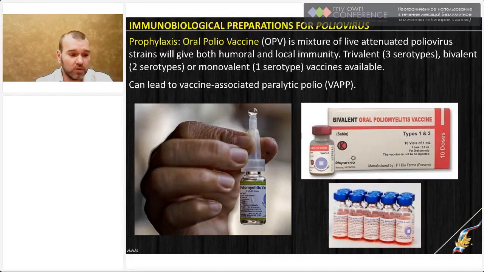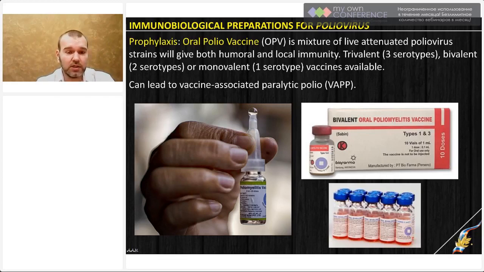So the only thing we can do with polio is prevention. And we have multiple options to control the disease, to prevent the disease. We have two main types of vaccines: oral vaccines or oral polio vaccines, always known as OPV, and injectable vaccines or inactivated vaccines, which are known as IPV. So oral vaccine is a mixture of live viruses, and those vaccines are available in trivalent, bivalent, or monovalent modifications containing 3, 2, or 1 serotype correspondingly.